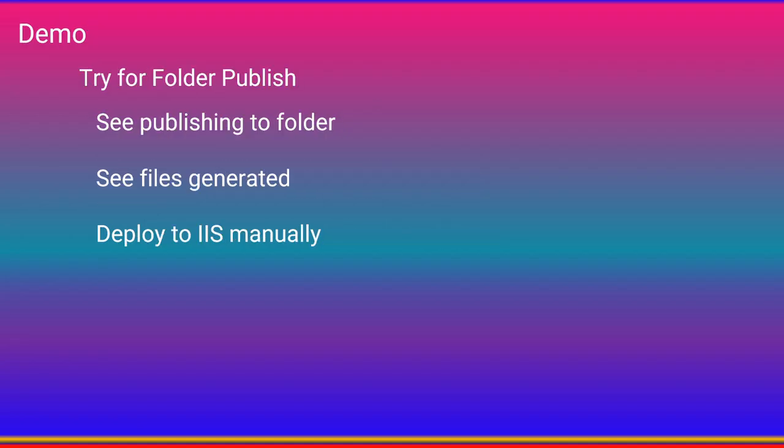Let me quickly show you how to publish to a folder using Visual Studio. After publishing, you will see all required files in the output directory. You can now copy these files to your production server.